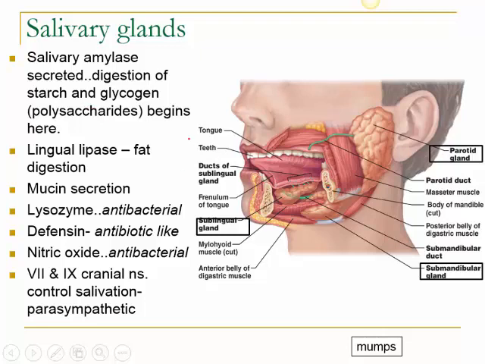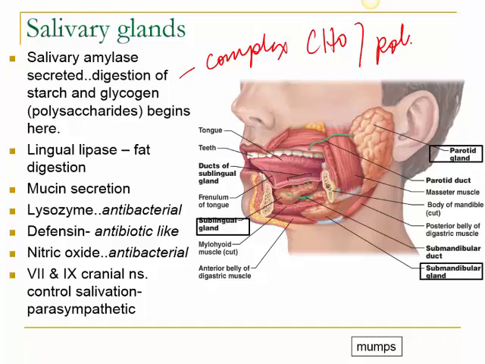In the salivary gland, an enzyme is secreted, which is known as salivary amylase. This is important for digestion. It begins the digestion of starch and glycogen. Starch and glycogen are complex carbohydrates, also called polysaccharides. So when you eat pasta or bread or rice, that's complex carbohydrate, okay? Starch or glycogen. So this is where digestion begins.